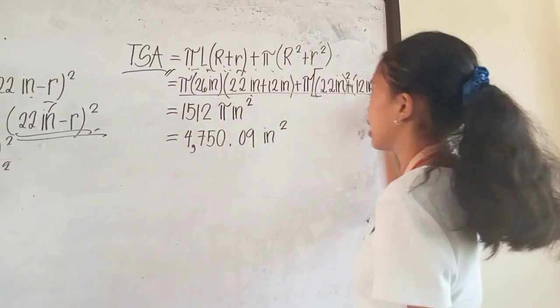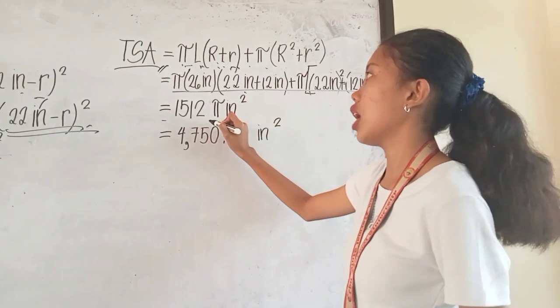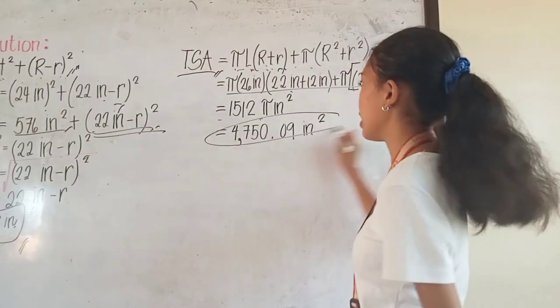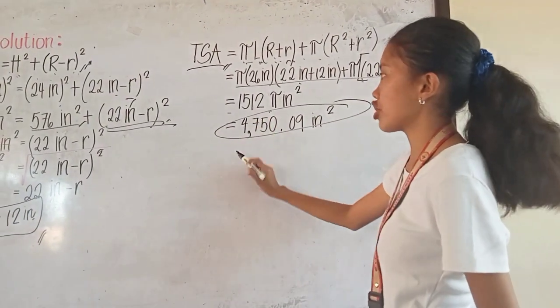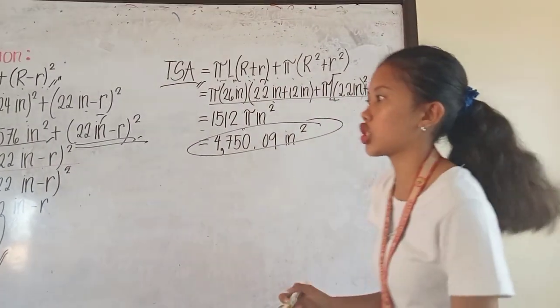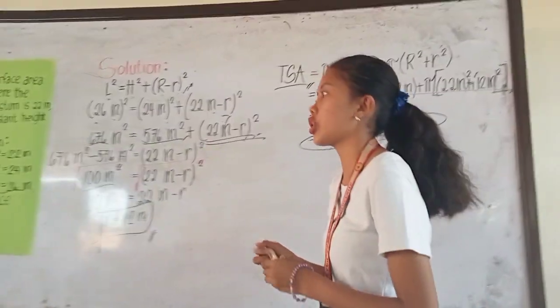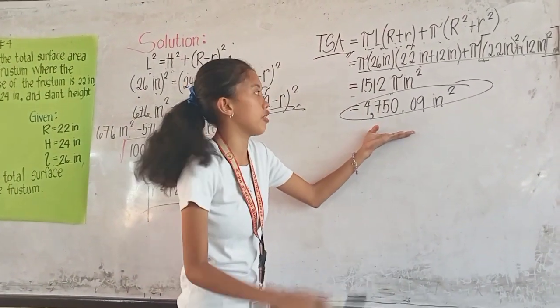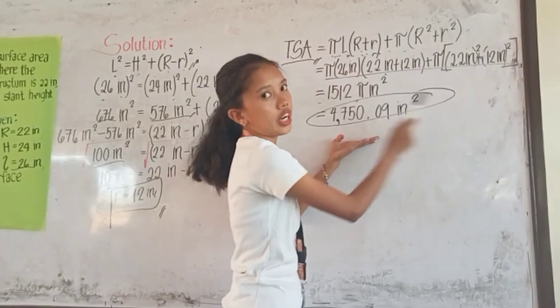If we calculate, the result is 1,512 pi inches squared. Using the calculator, it becomes 4,750.09 inches squared. Therefore, the total surface area of the frustum is 4,750.09 square inches.